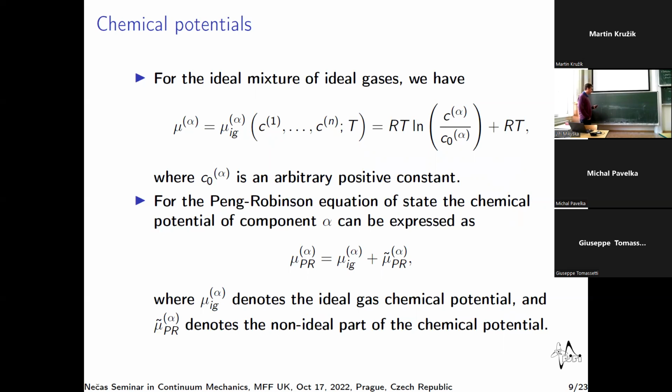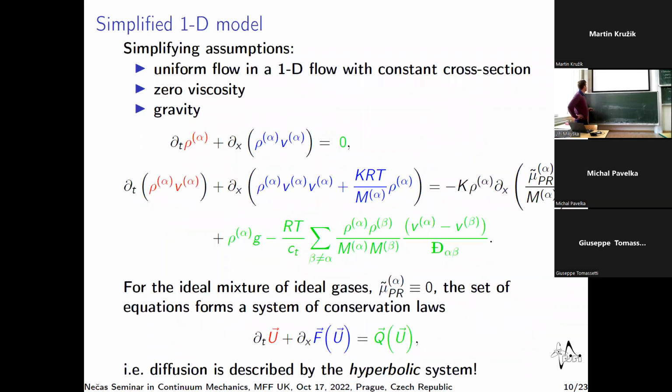And if we want to use some other, non-ideal equation of state, for example the Peng-Robinson equation of state for hydrocarbons, then the chemical potential can be split into the ideal part and the rest of it, which is non-ideal. We just denote the non-ideal part of the chemical potential with a tilde. We will use this splitting in the next slide.